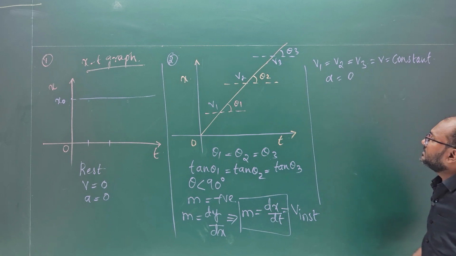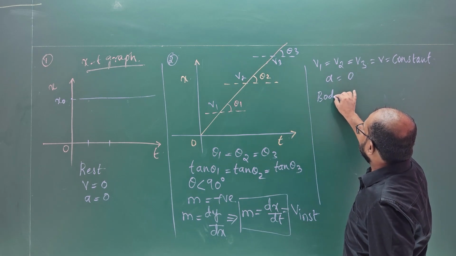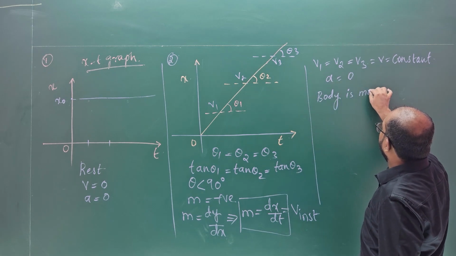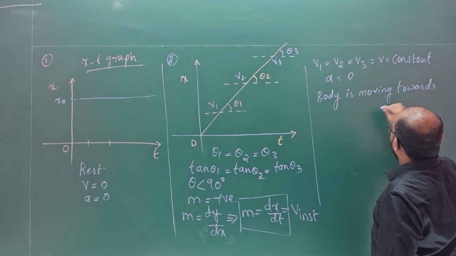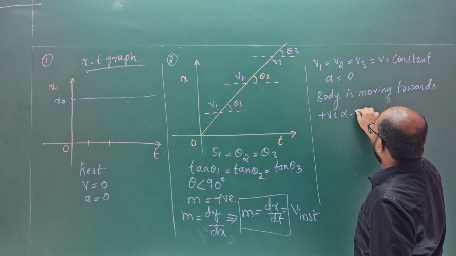If acceleration is 0, can someone tell me where the body is going? Towards the positive x-axis. So can I say that the body is moving towards the positive x-axis.